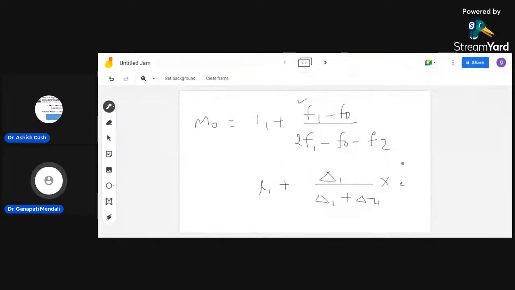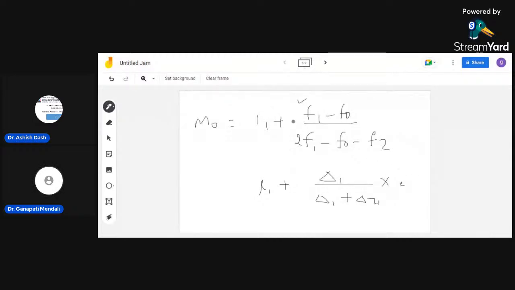Now we will see the merits and demerits of the mode. It is easy to calculate and simple to understand. It is not affected by extreme values. We can also present the mode graphically. And if you have open-ended classes, we can also find the mode.